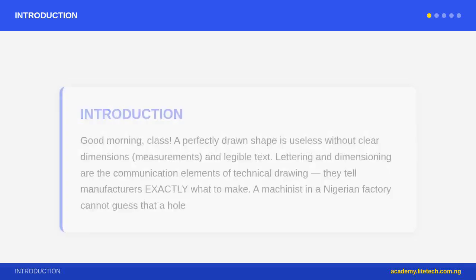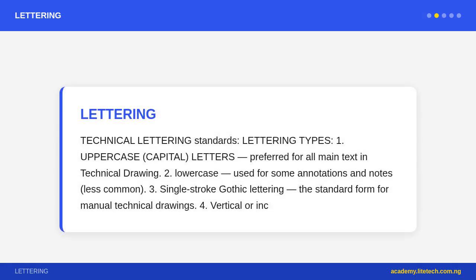Guidelines for good lettering. 1. Always use guidelines, faint horizontal lines, to keep letters uniform height. 2. All letters must be the same height within one category. 3. Avoid overly decorative or stylized letters. Simplicity and clarity are paramount.